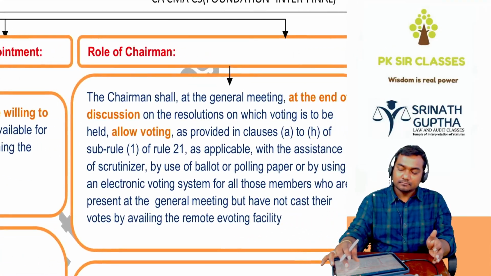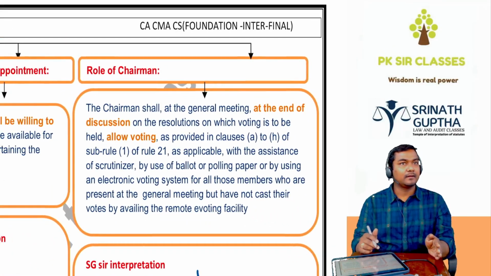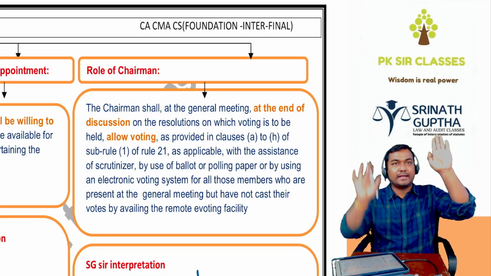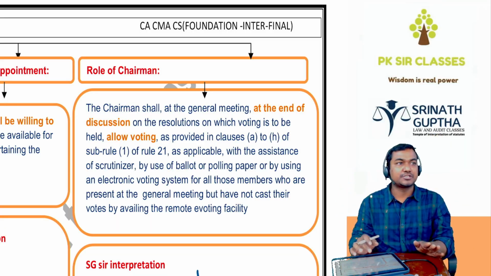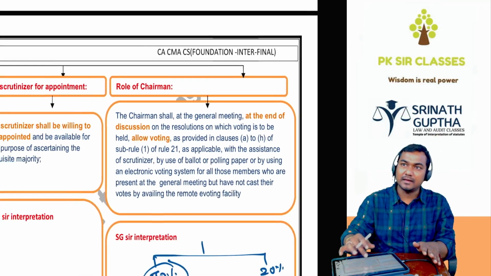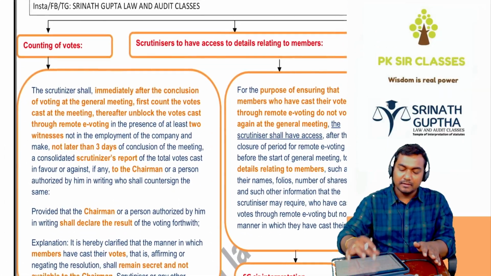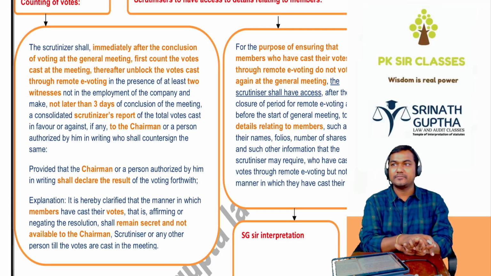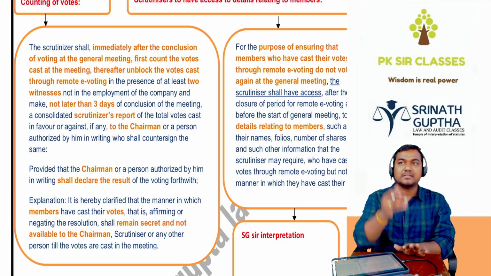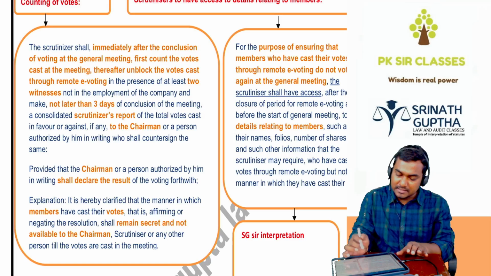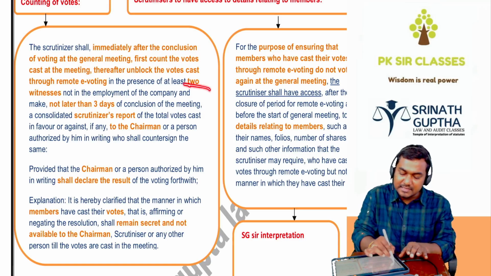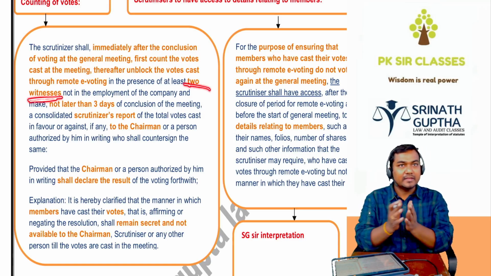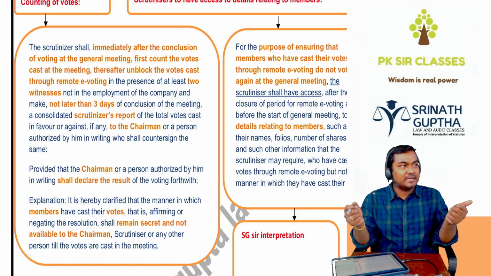And at the end of the meeting, the chairman of the meeting will count the physical votes and electronic votes. He will give the decision whether the resolution is passed or not. And counting of the votes after conclusion of the e-voting process, within 3 days, in the presence of a minimum of two independent witnesses, the scrutinizer will unblock the website, unblock the portal.